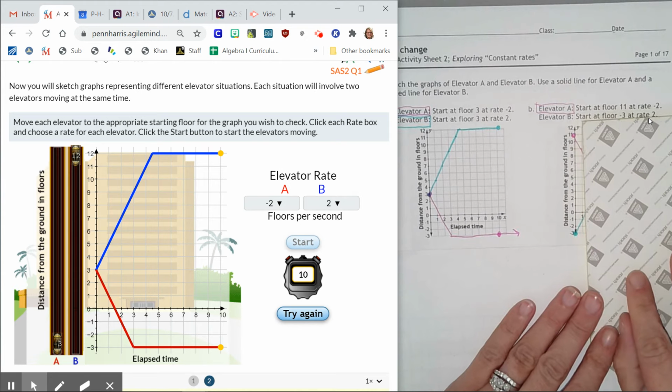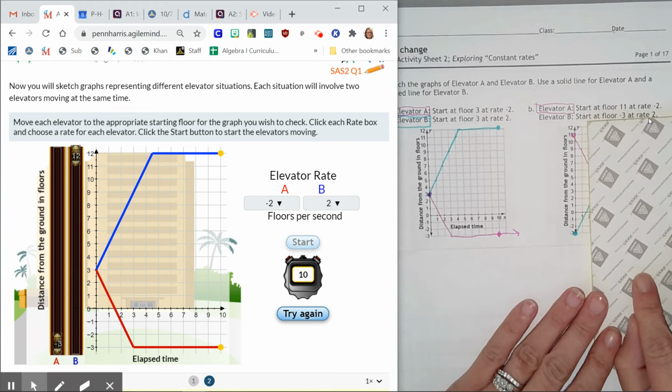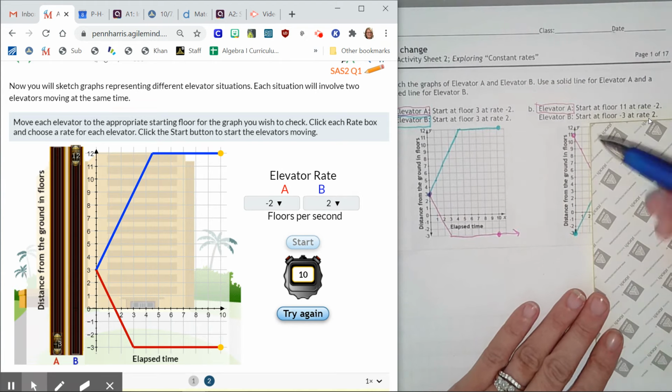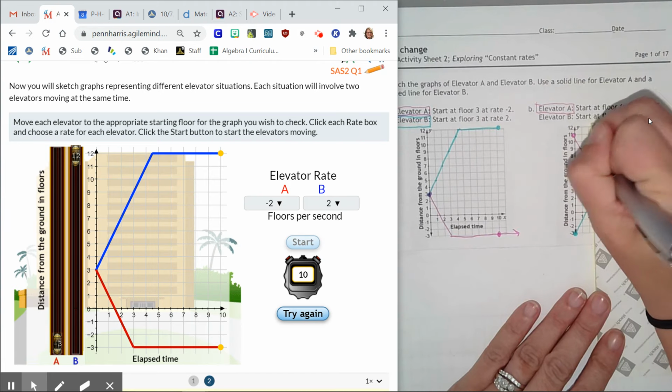And what I did was I started going up. It said that elevator A dropped at a rate of 2 floors per second. So by 1 second, I had it down to the 9th floor.